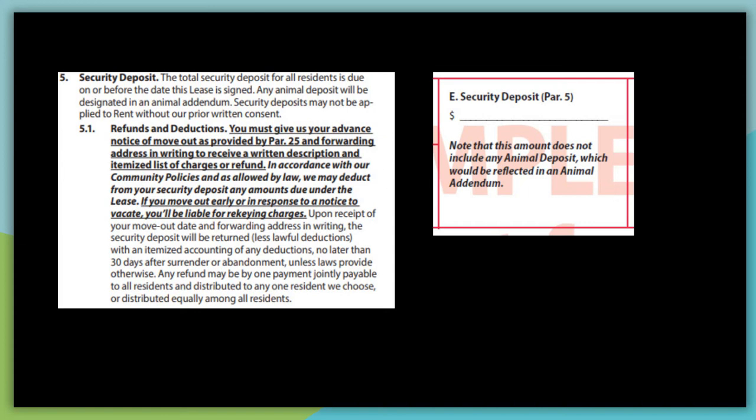I want to draw your attention to the passage that states, "You must give us your advance notice of move-out as provided by paragraph 25 and forwarding address to receive a written description and itemized list of charges or refund." If the owner deducts money from your security deposit to cover damages to the property, you will want to request a description and itemized list of charges. This does not always happen automatically, but it is important to have so that you can review the document and contest any erroneous charges.